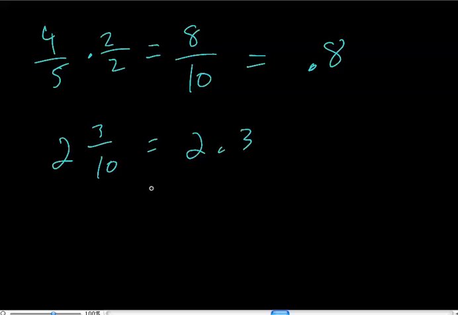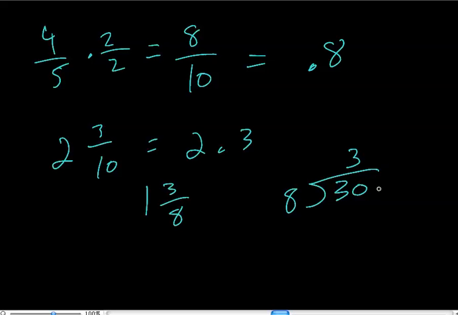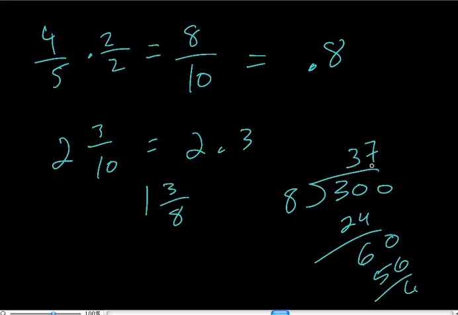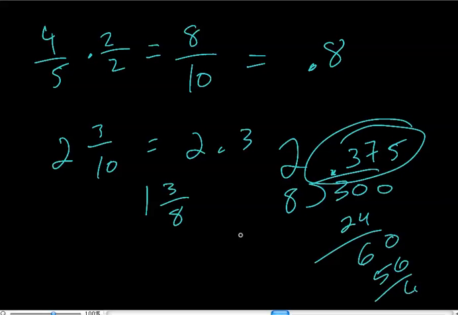How about 1 3/8? So I'm going to divide 8 into the 30, and it goes in 3 times, 24, 6, and it goes in there 7 times, and that becomes 56, and there's a 4 left over, so it goes into 40 5 times, so 0.375. And you have to put a 1 in front of that, so it becomes 1.375.